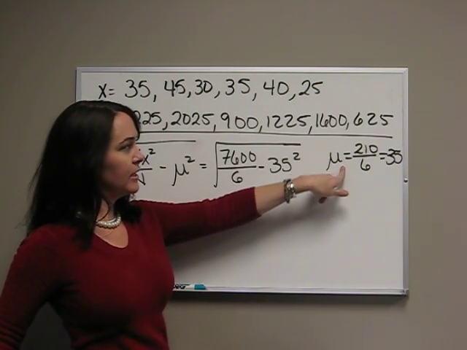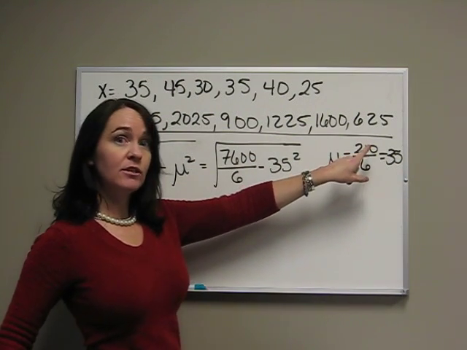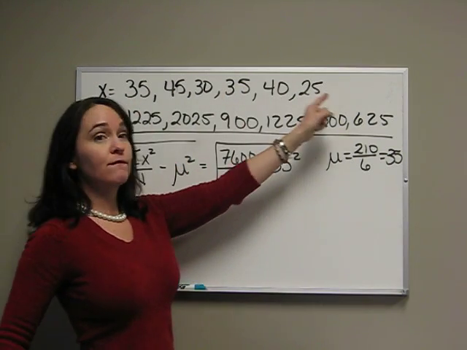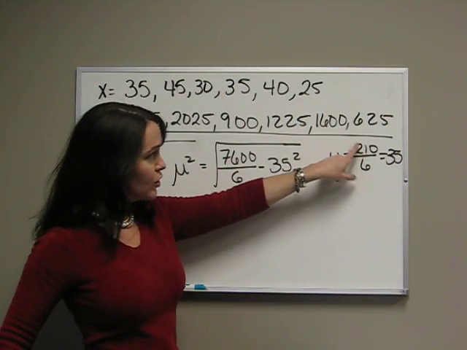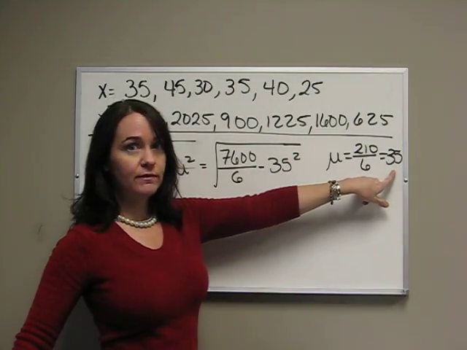So I've already calculated the population mean over here. That's mu equals the summation of x divided by n. Summation of x means we add up our first row of numbers here. Should get 210 divided by 6 equals 35.